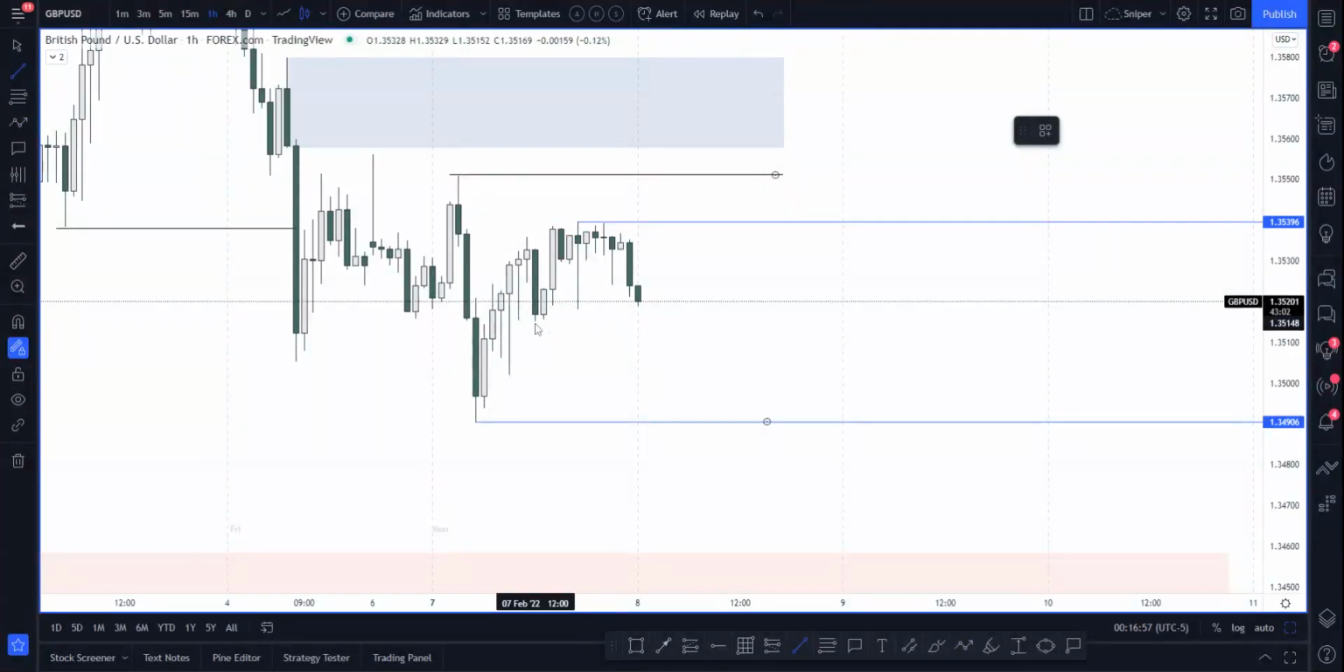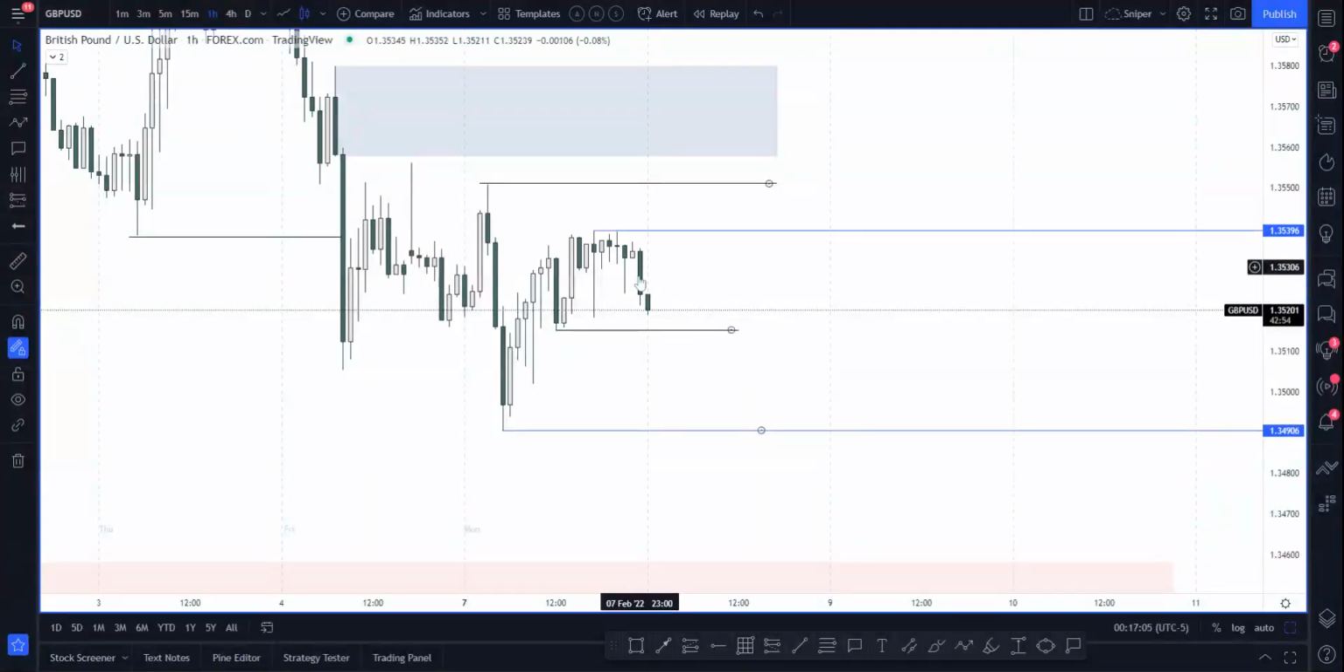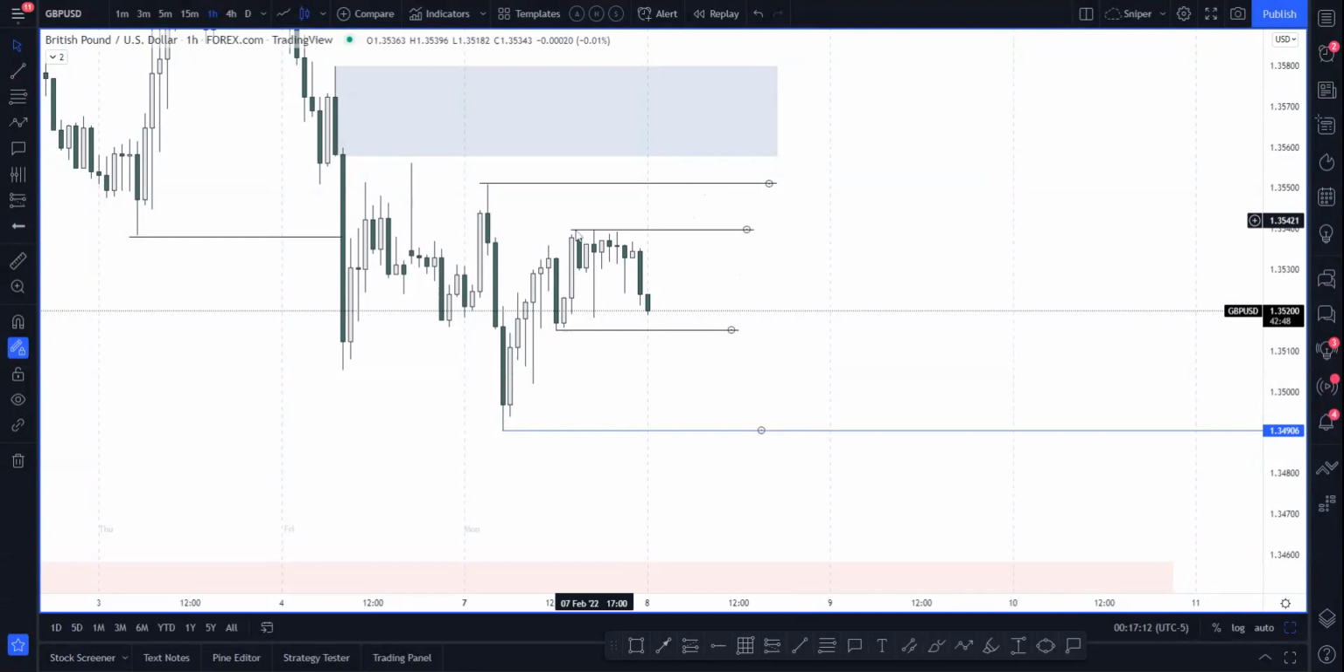So where is the most recent liquidity? I would say this swing point. This would be 1 hour liquidity for me, because that would mean the trend is changing. And then obviously this one as well. So this is the most recent range that we are trading within.